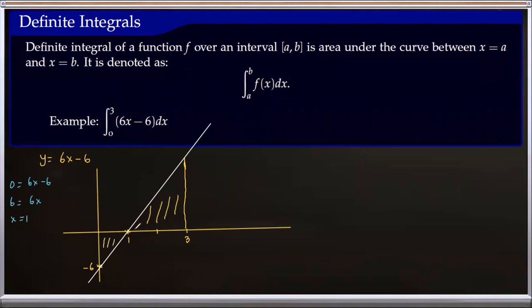But the thing is, if the area is under the x-axis, we consider that to be negative area. So if it's under the x-axis, this will be negative area.